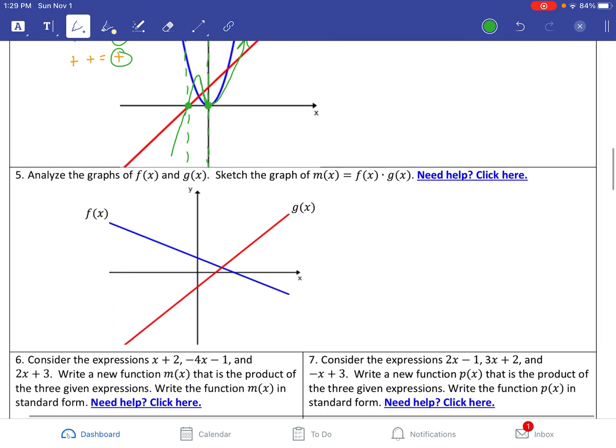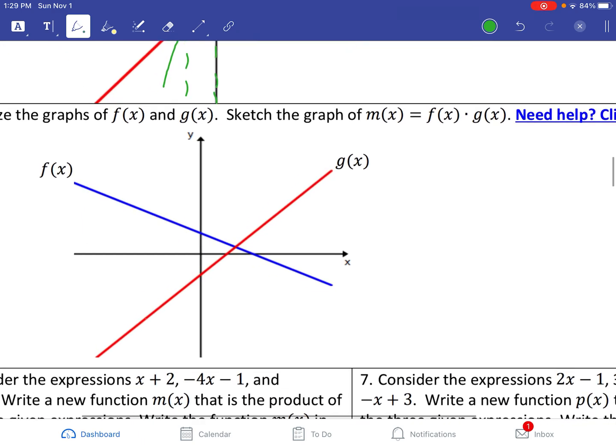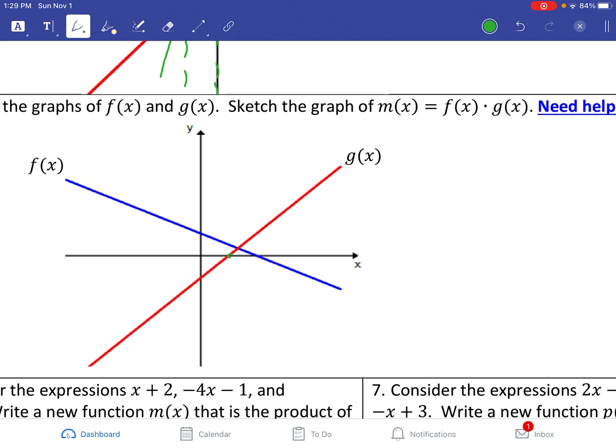All right, and number 5, same idea. We're going to figure out where the two lines cross the x-axis. So there's a point here. There's a point here. So we're going to make our little, oops, that's not a dashed line. That is a solid line. There we go. So dashed line there. Dashed line there. So we have 3 regions again. We have 1, 2, and 3.